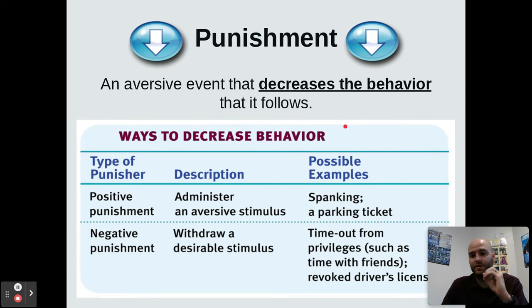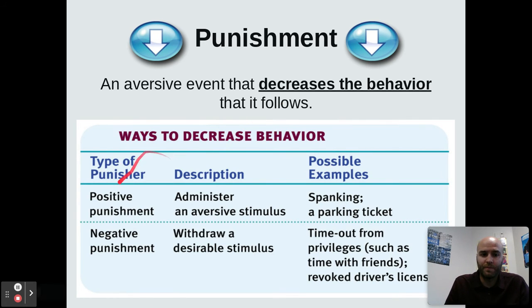Punishment has the opposite goal of reinforcement. It's an aversive event, or a negative event, or I should say a bad stimulus, that decreases the behavior that it follows. So your goal with punishment is to stop a behavior. Your goal with reinforcement was to continue a behavior or encourage it. Punishment, you want to stop it.